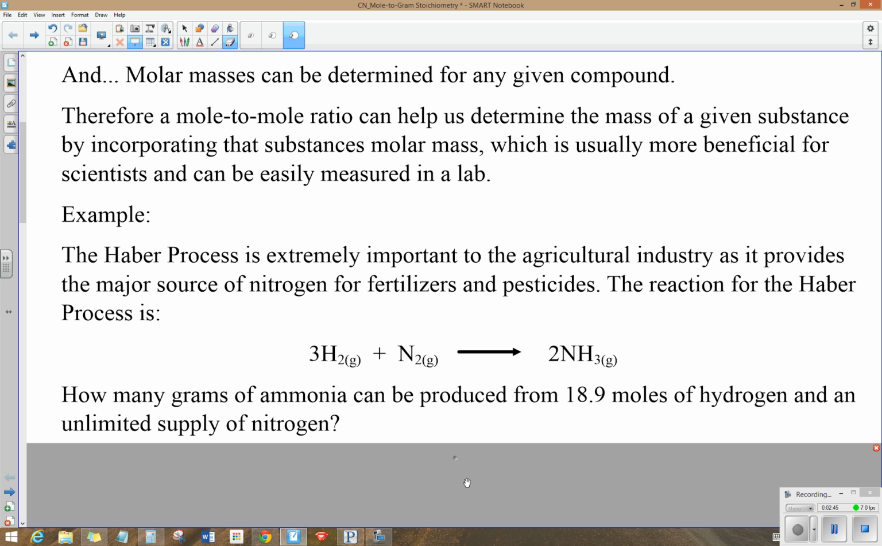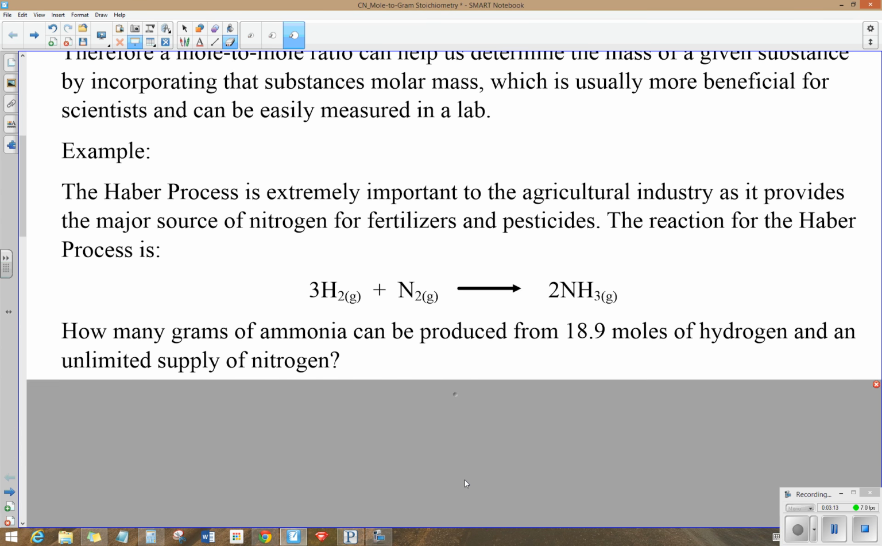The Haber process is extremely important to the agricultural industry as it provides a major source of nitrogen for fertilizers and pesticides. The reaction for the Haber process is 3 moles of hydrogen gas reacting with 1 mole of nitrogen gas to produce 2 moles of ammonia gas. How many grams of ammonia can be produced from 18.9 moles of hydrogen and an unlimited supply of nitrogen?